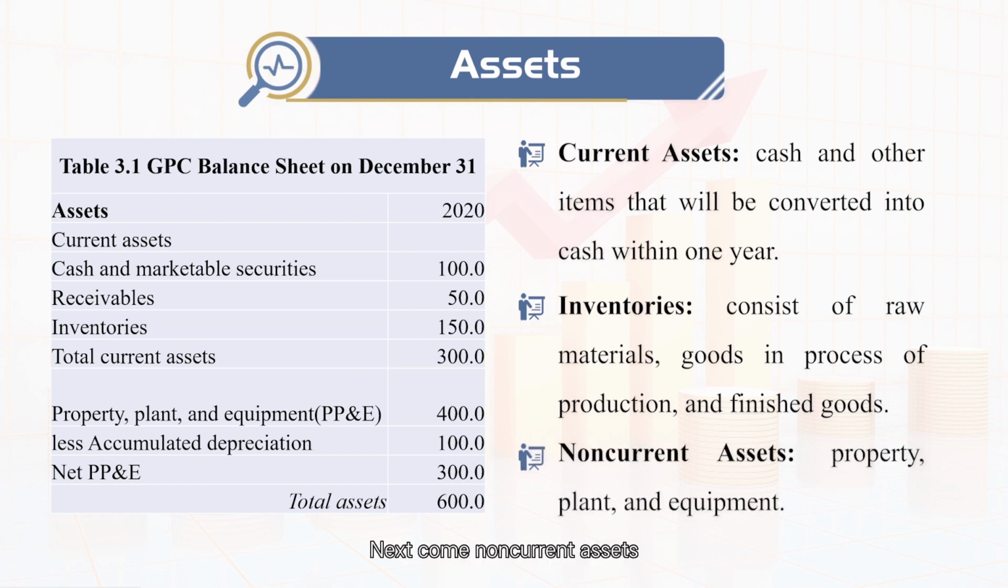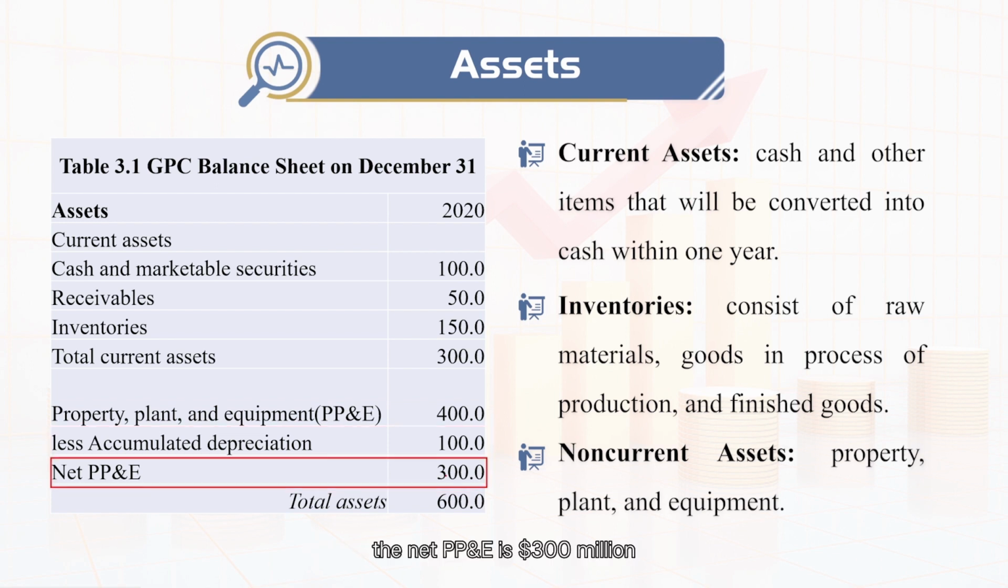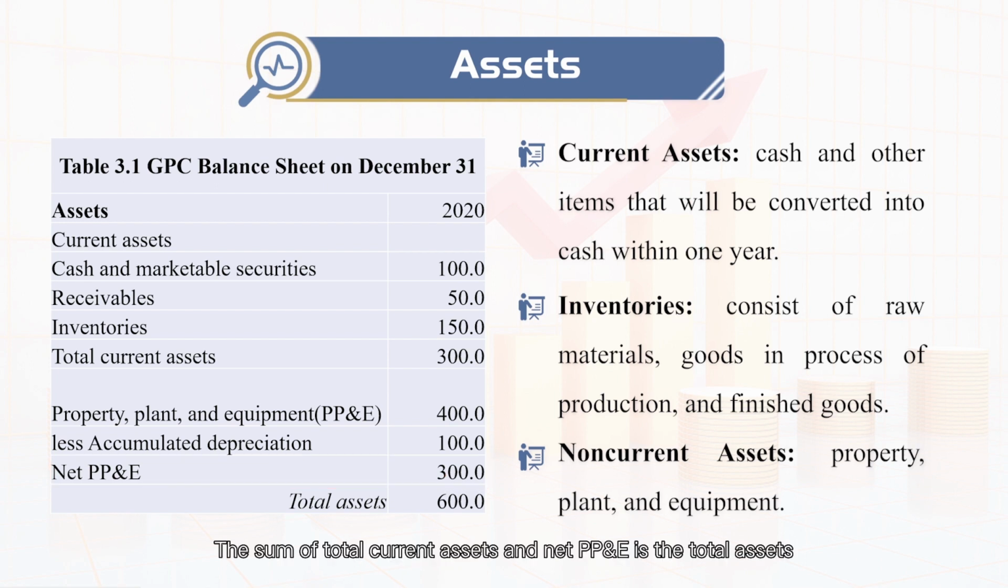Next come non-current assets, which consist of property, plant, and equipment, PP&E in short, and is $400 million, less accumulated depreciation, $100 million. The net PP&E is $300 million. The sum of total current assets and net PP&E is the total assets. That is, the total assets equal total current assets, $300 million, plus the net PP&E, $300 million, and are $600 million.